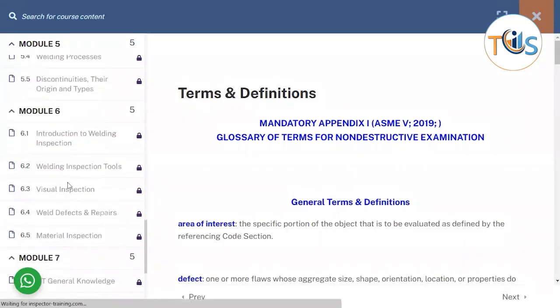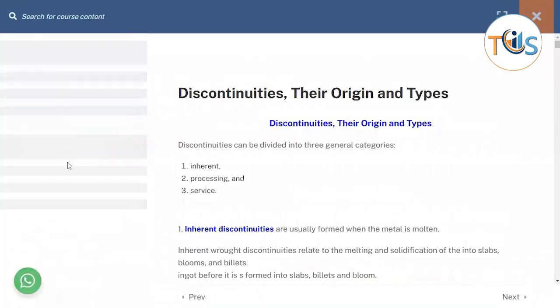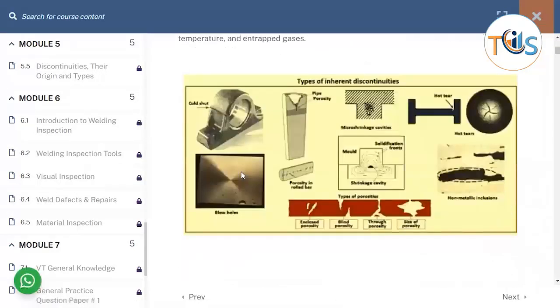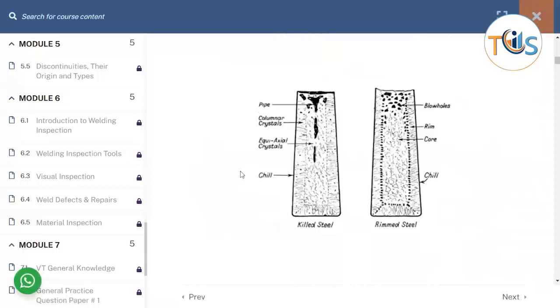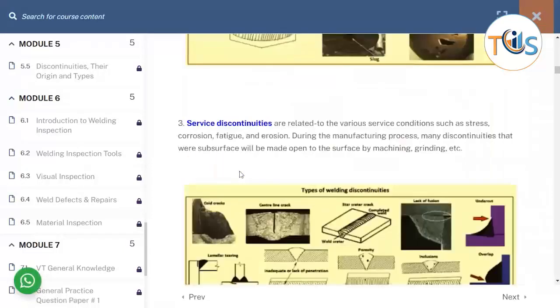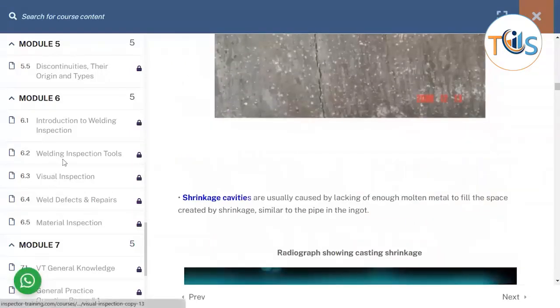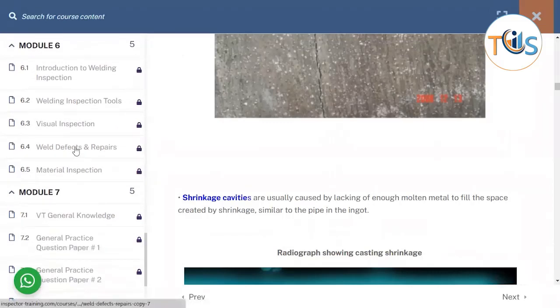And then in module 6, we'll be talking about introduction to welding inspection, because VT is also considered part of the job of welding inspection as well. There are so many similarities, and it comes with lots of pictures, and each lesson has its own video that explains the lesson in detail. Then welding inspection tools, visual inspection, weld defects and repairs, and material inspection.